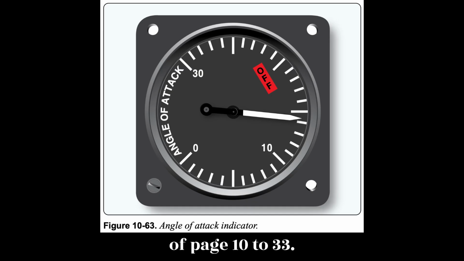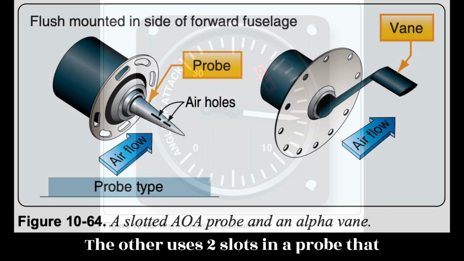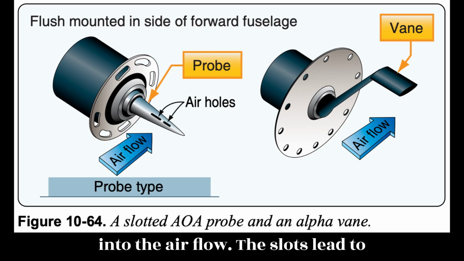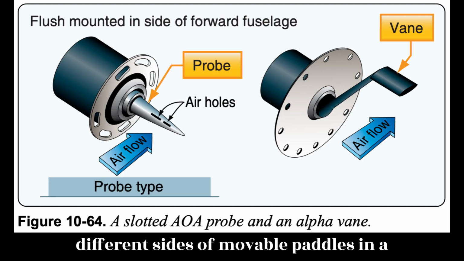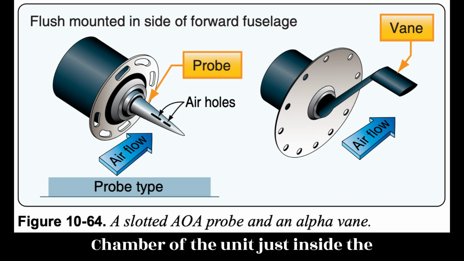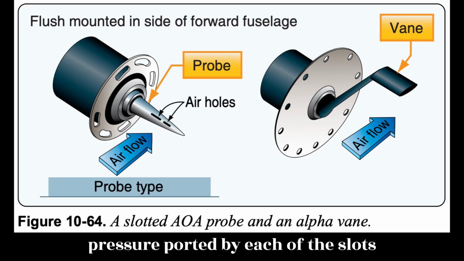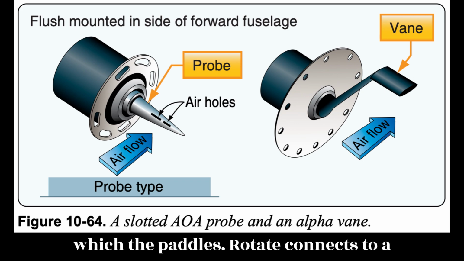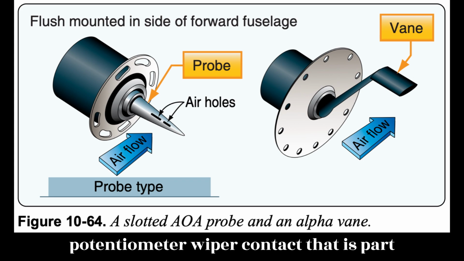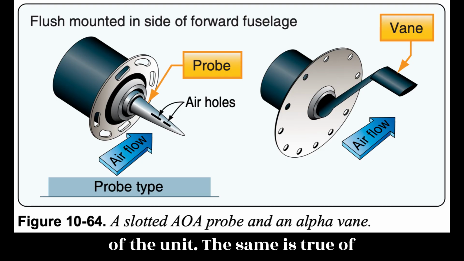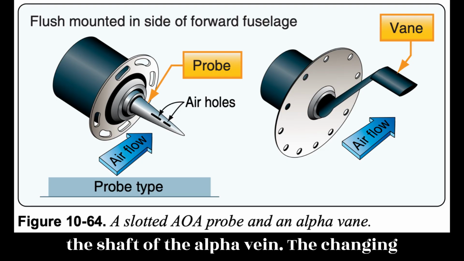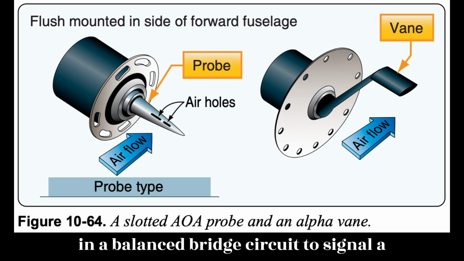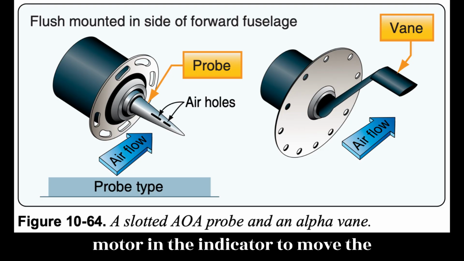The other uses two slots and a probe that extends out of the side of the fuselage into the airflow. The slots lead to different sides of movable paddles in a chamber of the unit just inside the fuselage skin. As the AOA varies, the air pressure ported by each of the slots changes and the paddles rotate to neutralize the pressures. The shaft upon which the paddles rotate connects to a potentiometer wiper contact that is part of the unit. The same is true of the shaft of the alpha vane. The changing resistance of the potentiometer is used in a balanced bridge circuit to signal a motor in the indicator to move the pointer proportional to the AOA.